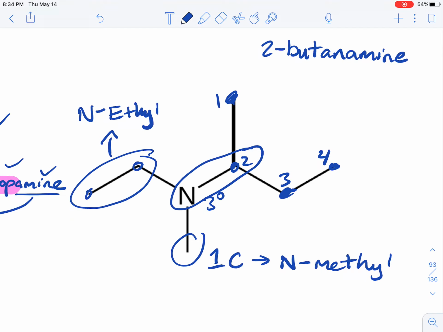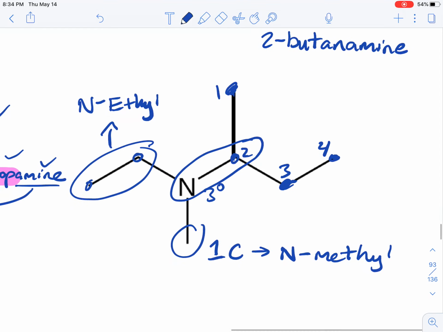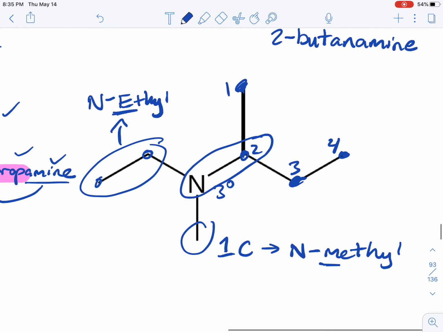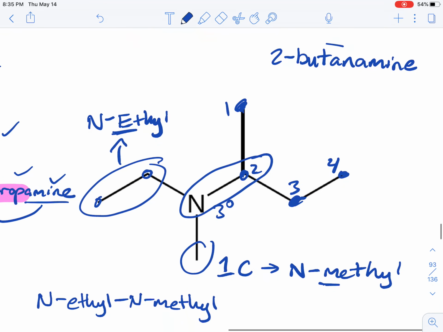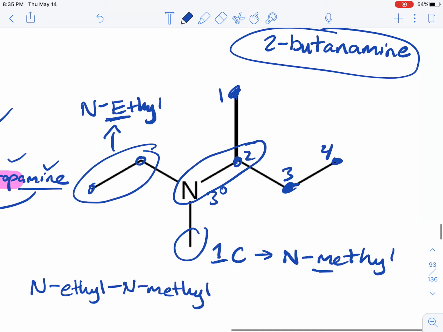Since I have no other substituents left to name on my parent chain, I have named all of my pieces and now I just need to put it together. And so when I put my substituents together, I always organize alphabetically, so therefore E comes before M. So I would say N-ethyl, then N-methyl, and then I would go ahead and name the parent chain. So it's 2-butanamine.